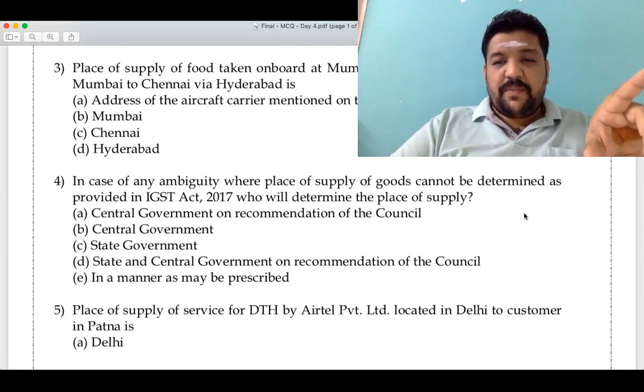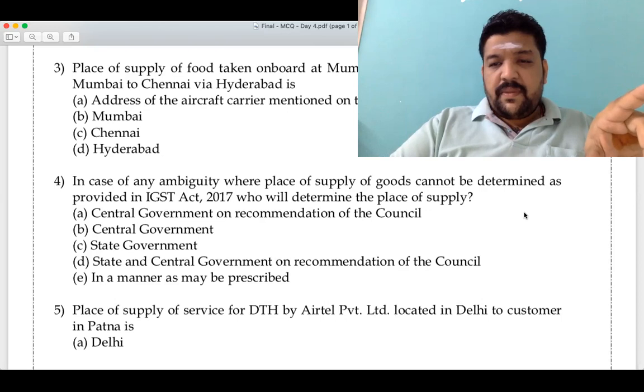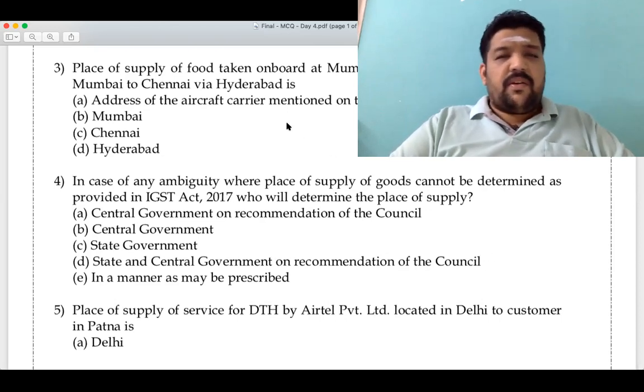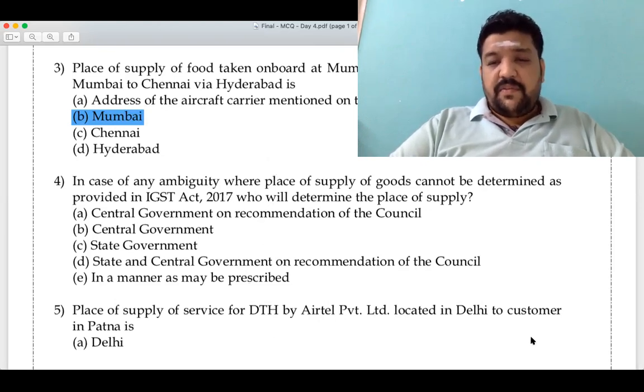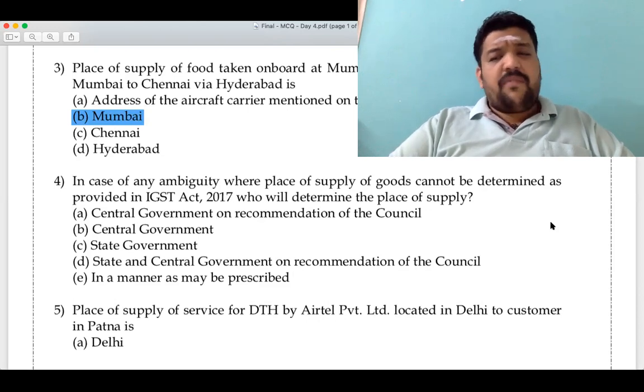MCQ 3. Good, good. A lot of you are coming with reasoning. Some of you started coming with reasoning. In case of goods taken on board of a conveyance, the place where the goods are taken on board would become place of supply. And all of you have answered it right.